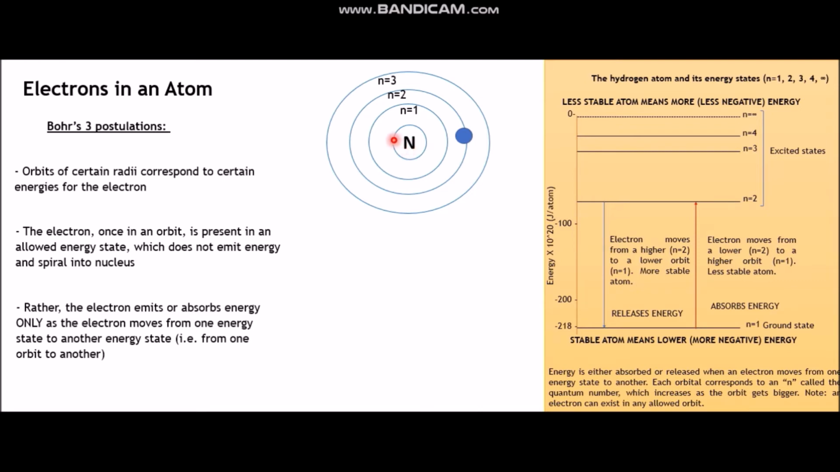Surrounding the nucleus are orbits of distinct radii corresponding to specific energies. So here we have orbit 1, orbit 2, orbit 3. Supposing that the electron is in orbit 2, it moves to orbit 1, releasing energy. So supposing that this same electron moves to orbit 3, it absorbs energy.